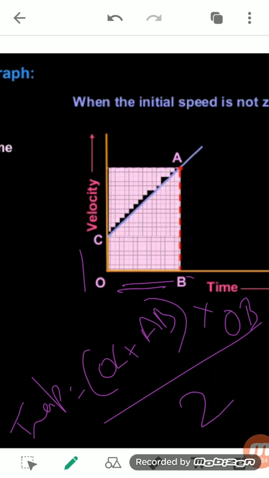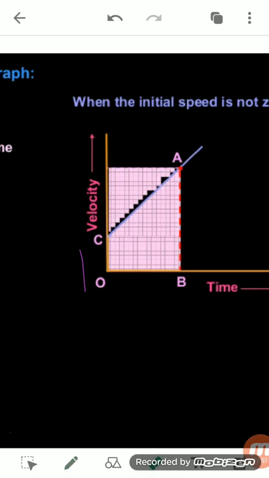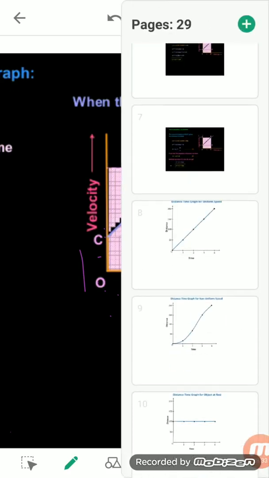And we know that this area of the trapezium will be equal to the distance traveled by the body. So in this case, where the initial velocity is not zero, the distance traveled is equal to the area enclosed by OCAB, and that area is equal to the area of the trapezium. So if you are able to find the area of the trapezium, that will be equal to the distance traveled by the body. So this is the speed time graph.